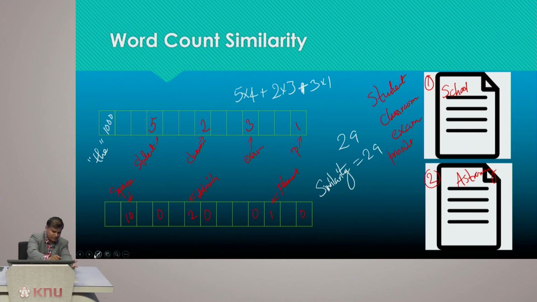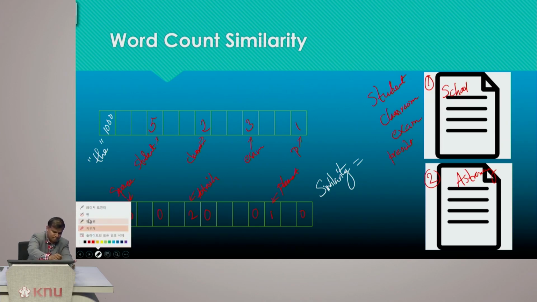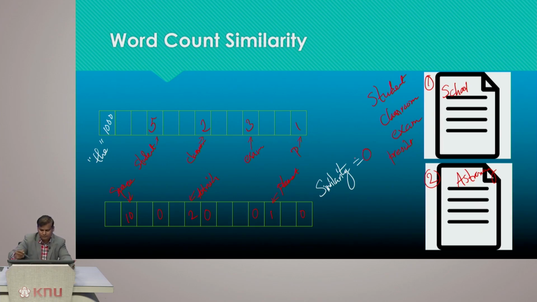In this example the similarity is going to be 0 since you do not have common words, so you do not have to multiply any of those things. So the similarity of these two documents is basically going to be 0. That is how we compare the similarity of these two documents just by means of word count. That is an interesting application of how we can measure the similarity.